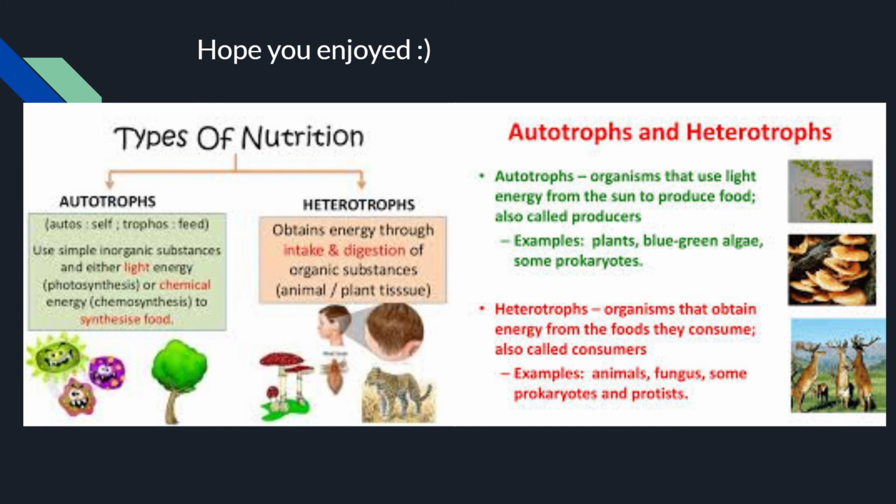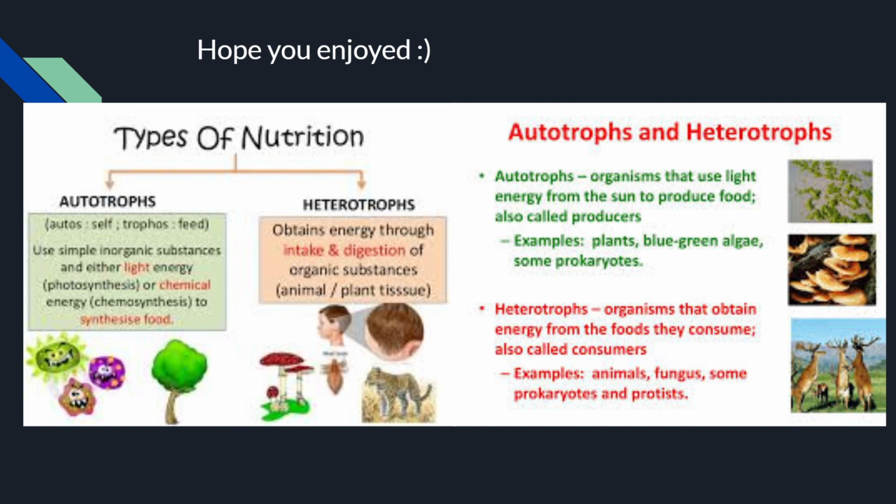Overall, as we said before, autotrophs. Auto is self, trophos is feed, so that's why we're saying autotrophs self-feed. So they make their own food. They use simple inorganic substances and either light energy or chemical energy to synthesize food. Light energy, any autotroph that uses light energy, we can immediately say it is photosynthetic because photosynthesis requires light energy, meanwhile chemical energy does not.